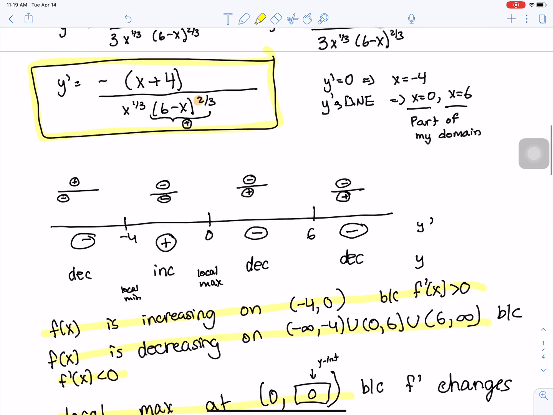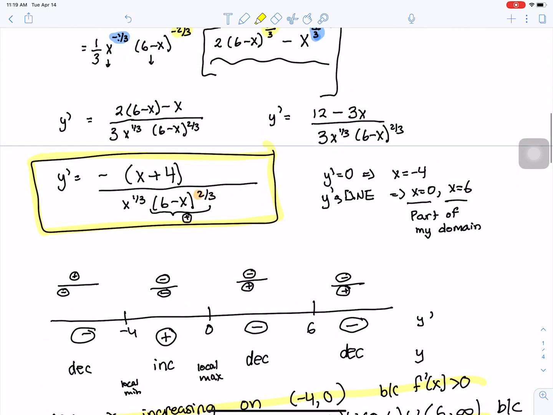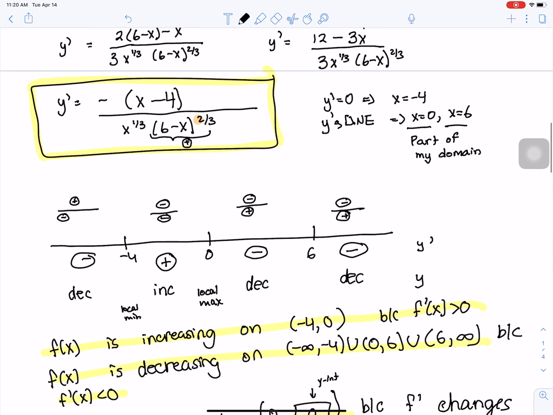Oh, and I've made a mistake. Minus x plus 4. So we have to go back here because I've made a mistake. When I factored out a -3 from the numerator, I get x minus 4, and I wrote x plus 4 here. So I need to come back and fix that to a negative.